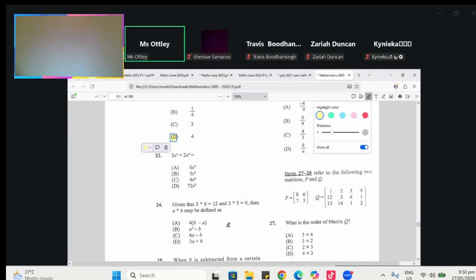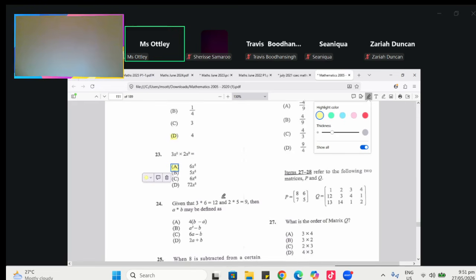Number 23. 3x squared multiplied by 2x cubed is equal to A. Yes, we multiply 3 by 2 and then we add our powers to get 5.